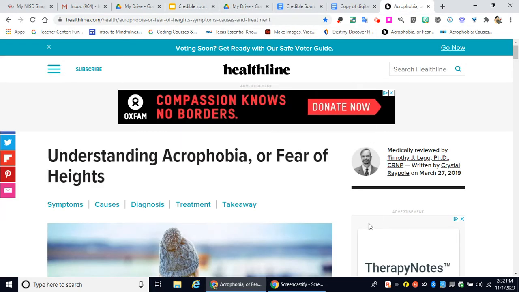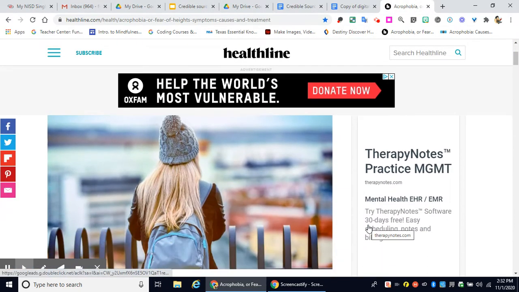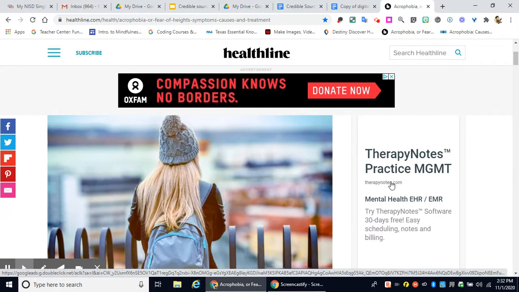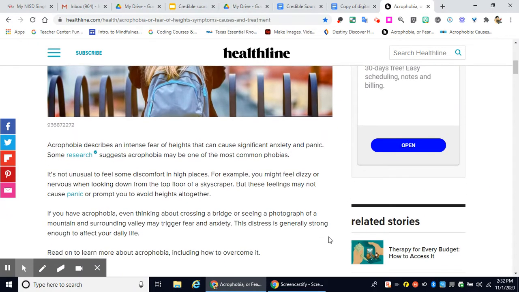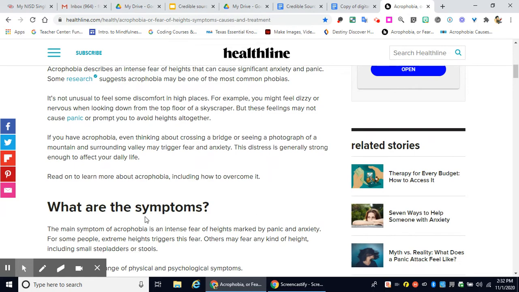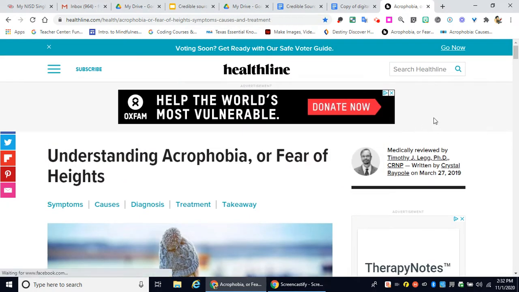I chose acrophobia, the fear of heights, because I personally have a terrible fear of heights, and I thought it would be interesting to read about it, and it certainly was. And let's look first of all right here at the beginning, guys. It shows me that this article was reviewed by Timothy Leggett, PhD. That means he's a doctor, probably of education or psychology.